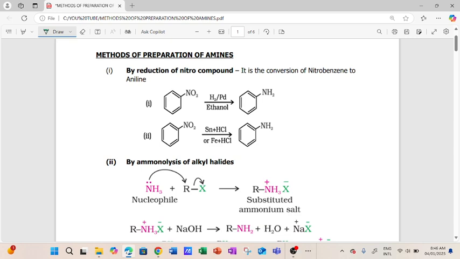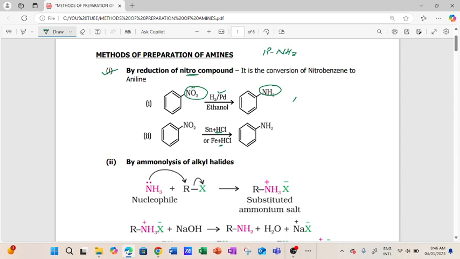We know that amines are organic compounds containing a functional group like NH2. So RNH2 is the general formula of aliphatic amines. Now let's start with the preparations one by one. First preparation is from nitro compounds. Here you can see nitrobenzene, by using hydrogenation or reduction in presence of palladium and ethanol, or by using tin in HCl, or by using iron in HCl, we can convert this NO2 to NH2.